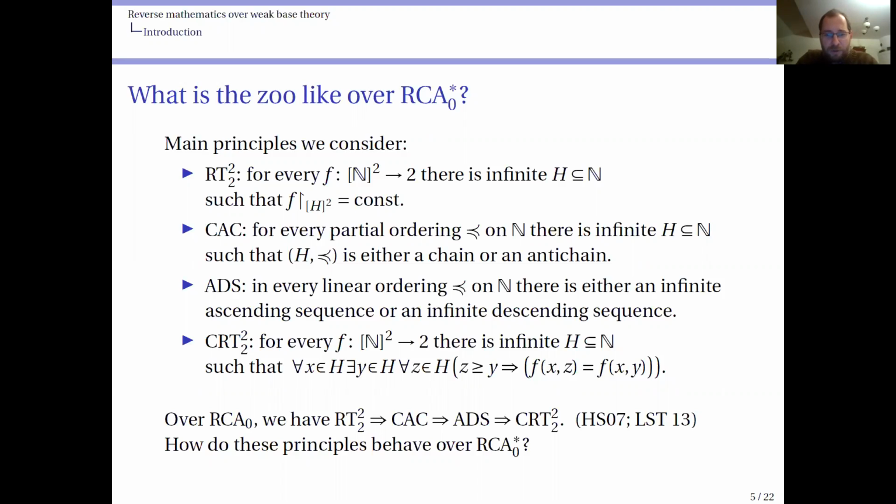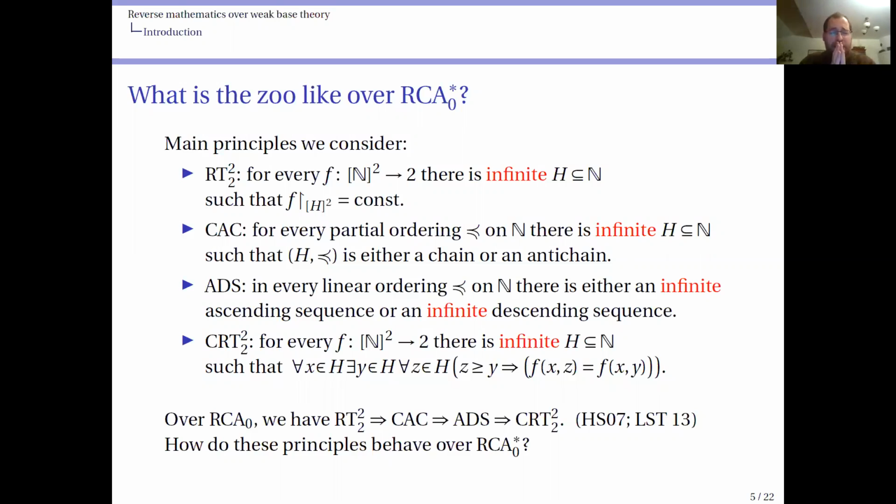Most of this work on the relationship between these principles was done by Denis Hirschfeldt and by Richard Shore in a 2007 paper in the JSL. And these implications, Ramsey implies chain anti-chain, this implies ADS, and that implies cohesive Ramsey, are known to be strict. And most of the strictness was proved in Hirschfeldt-Shore as well. Some of it was in a later paper by Lerman, Solomon, and Towsner. So the question for today is, how do these guys behave over our weaker base theory?